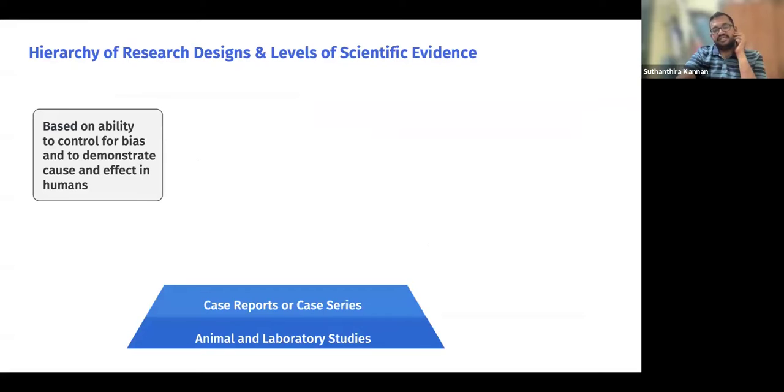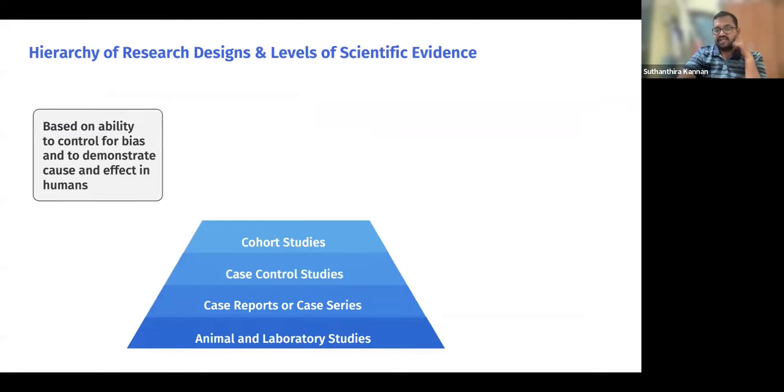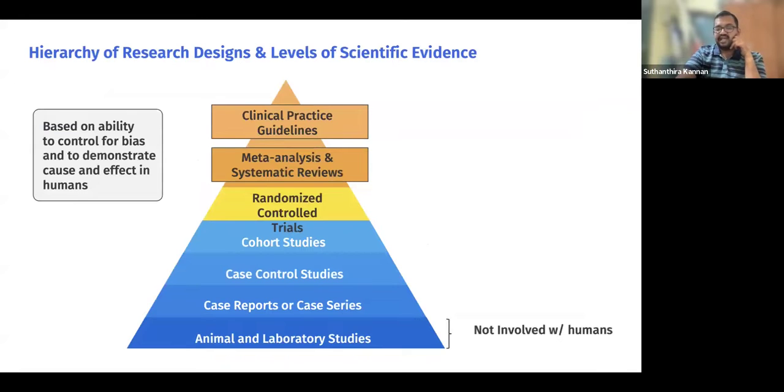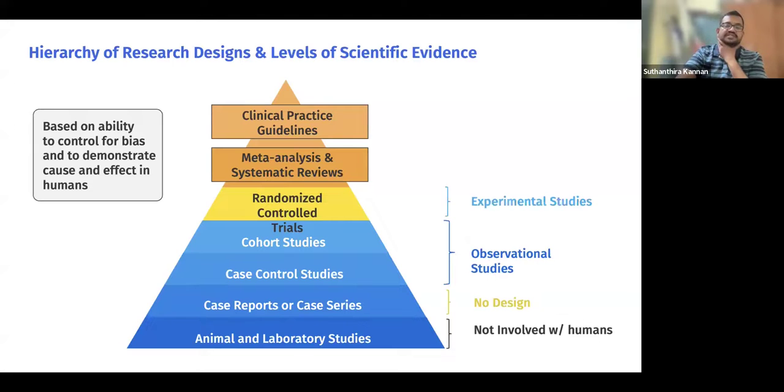Animal or rabbit studies, case reports or case series, case control studies, cohort studies, randomized controlled trials, meta-analysis, systematic review, clinical practice guidelines. Okay. So animal studies we better avoid if they are not on humans. In case reports and case series, there is no study design. It is just descriptive. Cohort study and case control come under observational studies. RCT comes under experimental study. And clinical practice guidelines, meta-analysis and systematic review are secondary evidence which we can use.